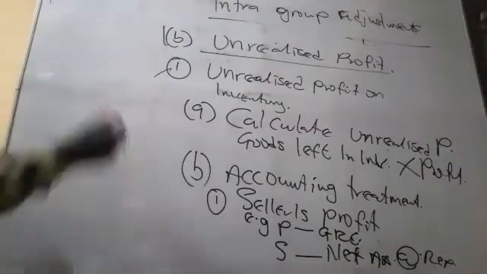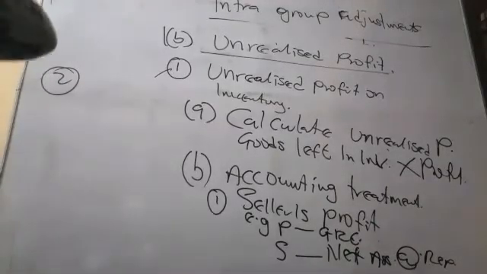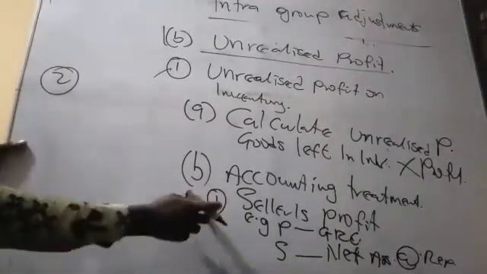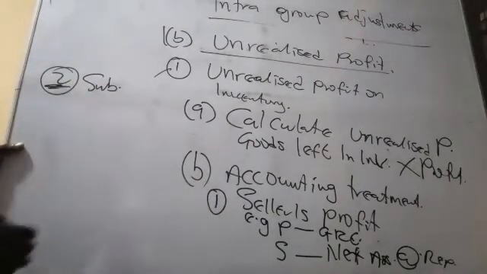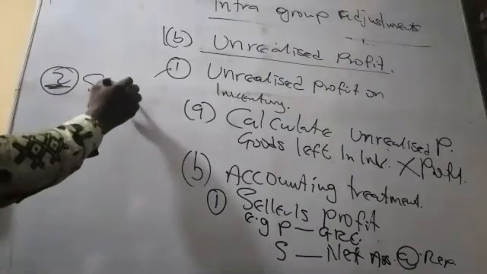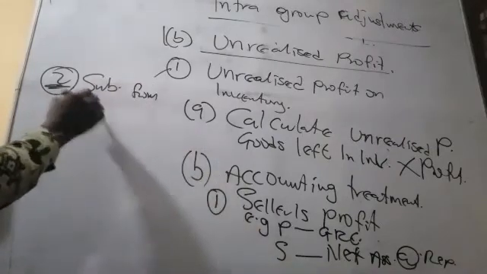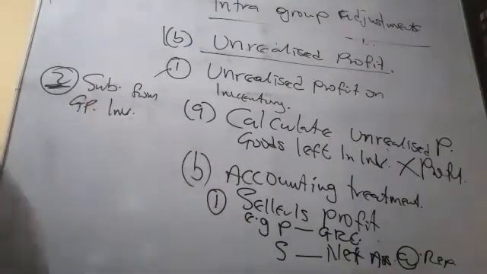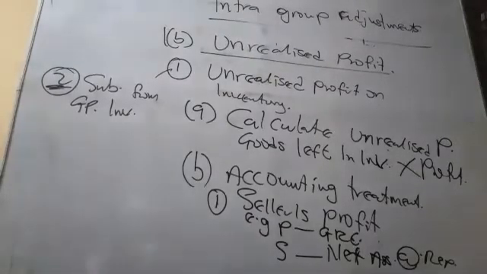Second leg, treatment number 2. Definitely, the goods will be part of the closing inventory figure, right? So go there and subtract it. Subtract it from the group inventory. So on the statement of financial position, subtract it from the group inventory. Now this is the balance sheet section.